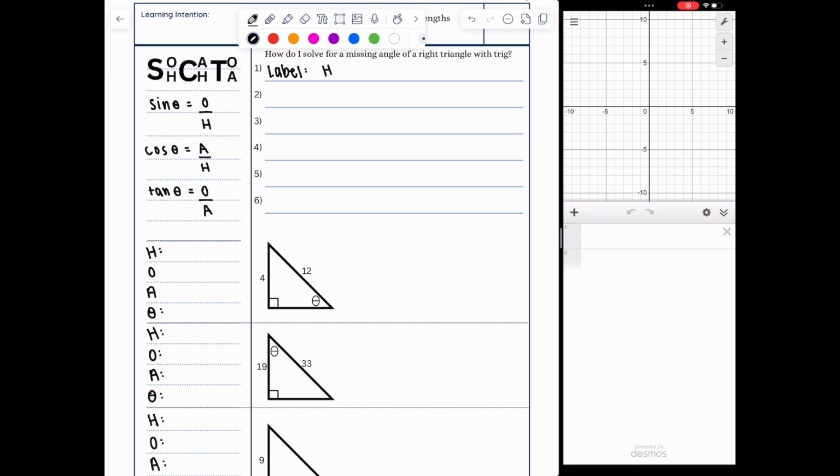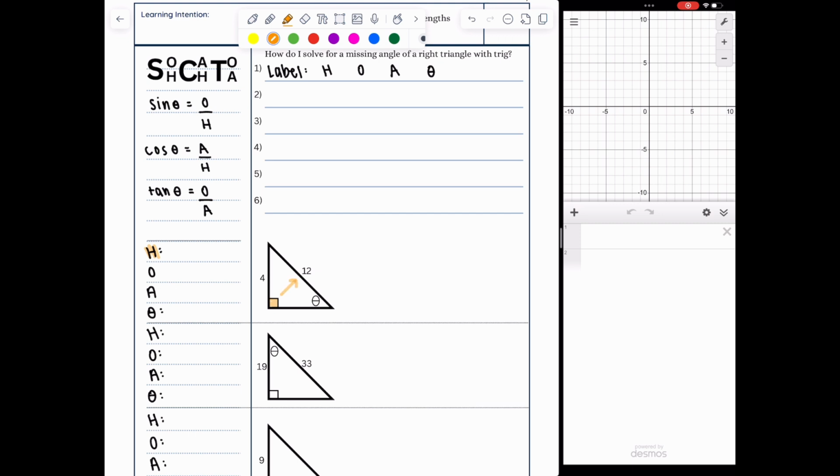Every right triangle has four pieces: the hypotenuse, the opposite and the adjacent side, and the angle of reference theta, which is how we determine which side is opposite and which side is adjacent. To start out, I'm going to use this first example right below our steps, where you have two side lengths, 4 and 12.